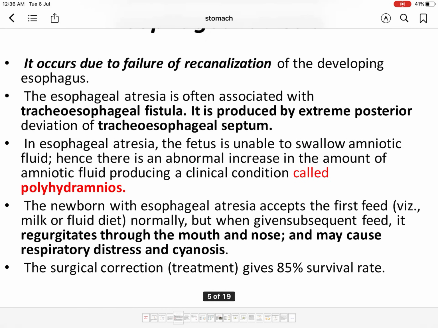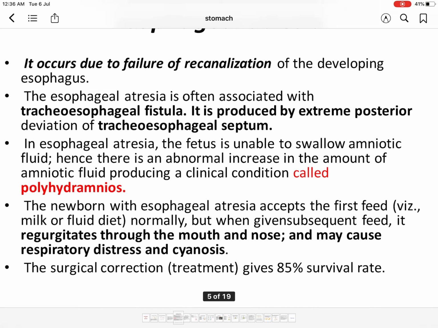Then if there is failure of recanalization of the esophagus, it is called esophageal atresia. So what is esophageal atresia? Due to failure of recanalization, esophageal atresia occurs, and this is associated with tracheoesophageal fistula. And why is the tracheoesophageal fistula there? It is due to extreme posterior deviation of the tracheoesophageal septum.